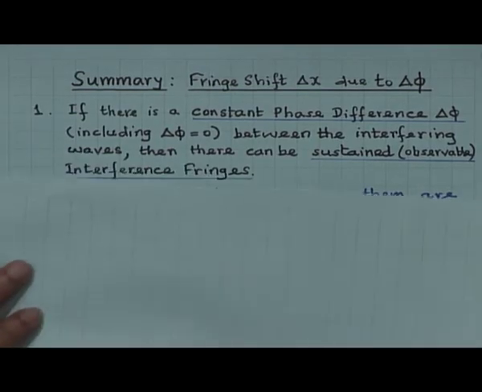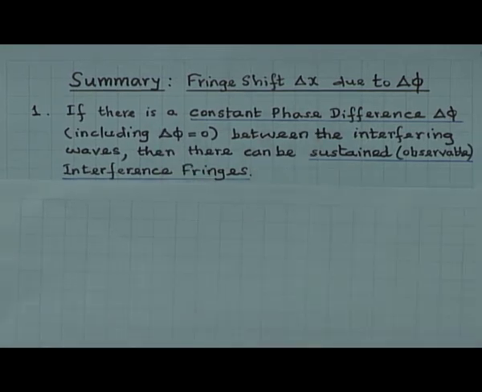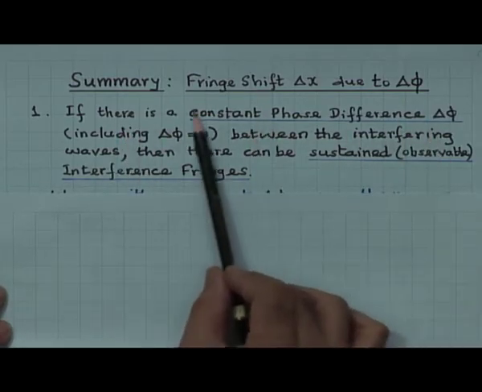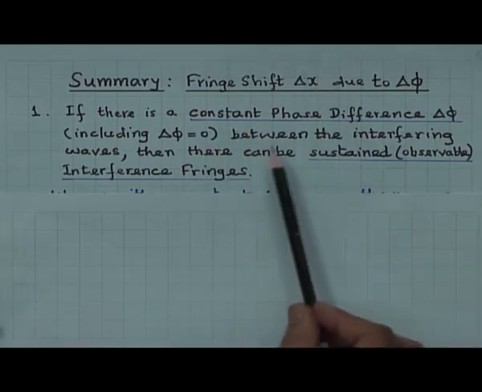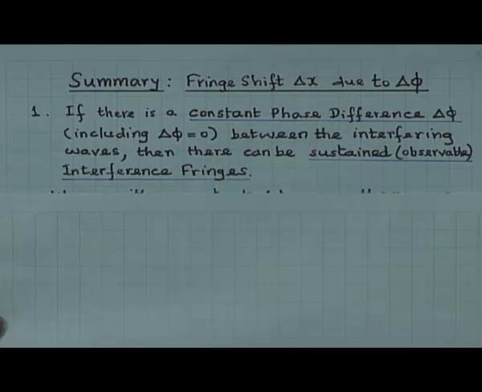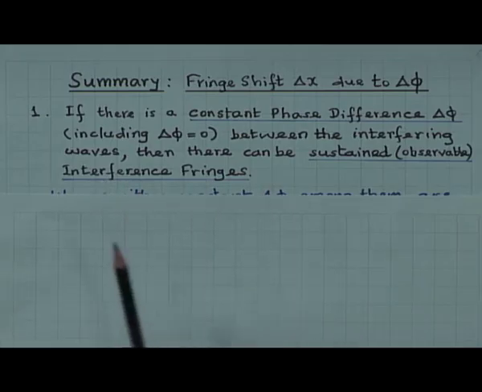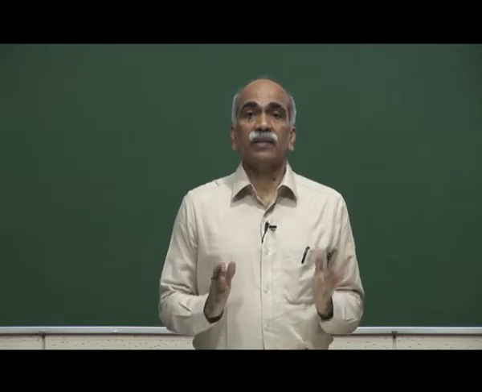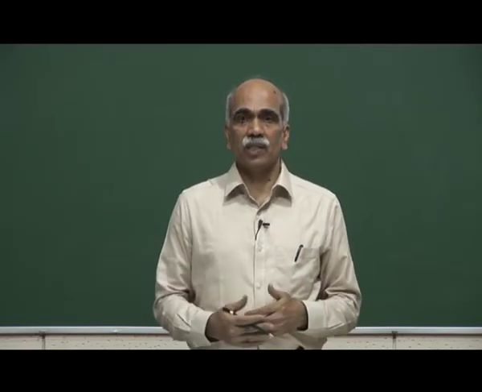Therefore, let me summarize what we have seen. Summarizing the fringe shift issues: the fringe shift delta x due to a constant phase difference delta phi. Why I am insisting on constant is, next I will take up when the phase difference is changing with time. With a constant phase difference delta phi, including delta phi being 0, between the interfering waves, there can be sustained observable interference fringes. When delta phi is 0 or constant, we will have a sustained observable interference pattern.